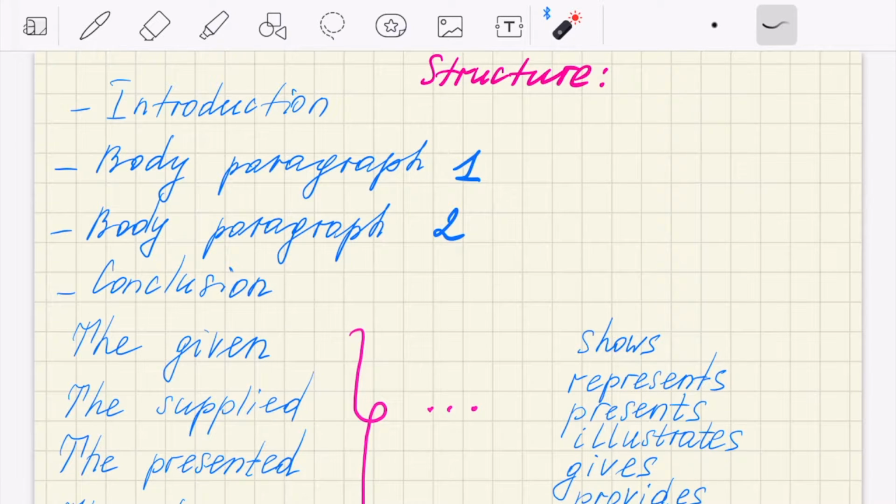The structure is supposed to consist of an introduction part, body paragraph 1, body paragraph 2, and the conclusion part. In the introduction part, first of all, you read your writing task, and you understand what exactly is given there and what exactly you have to compare and analyze.